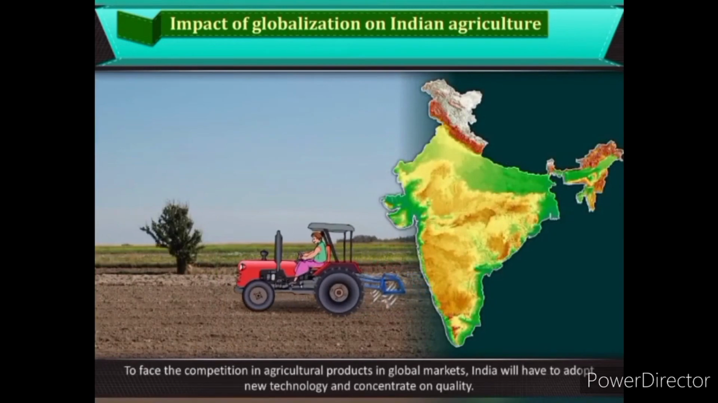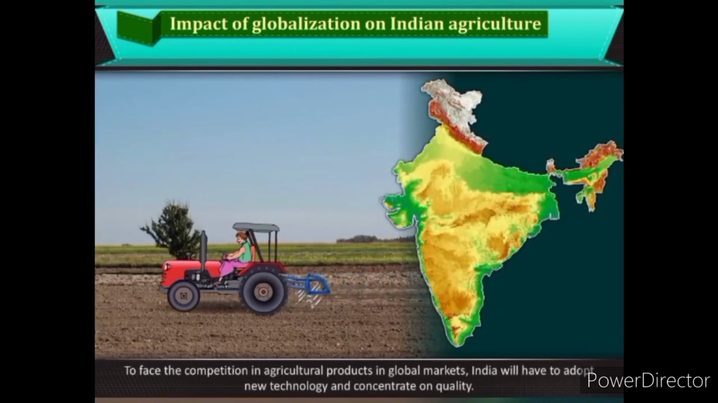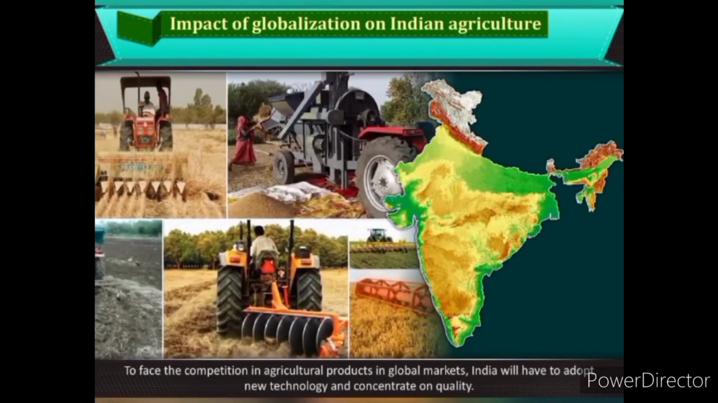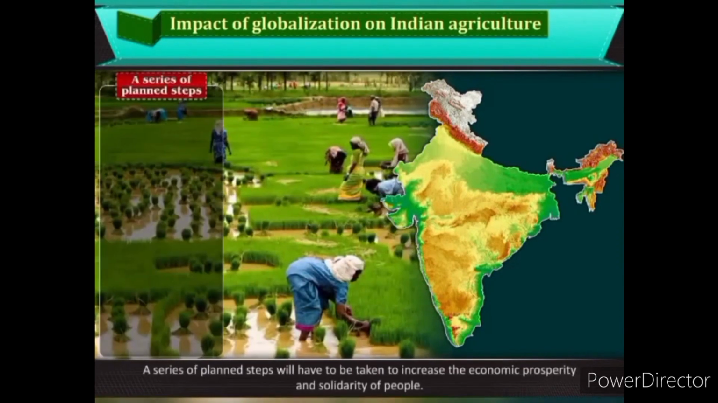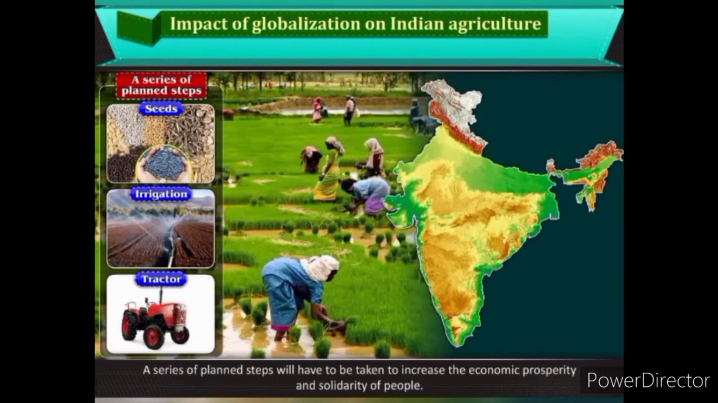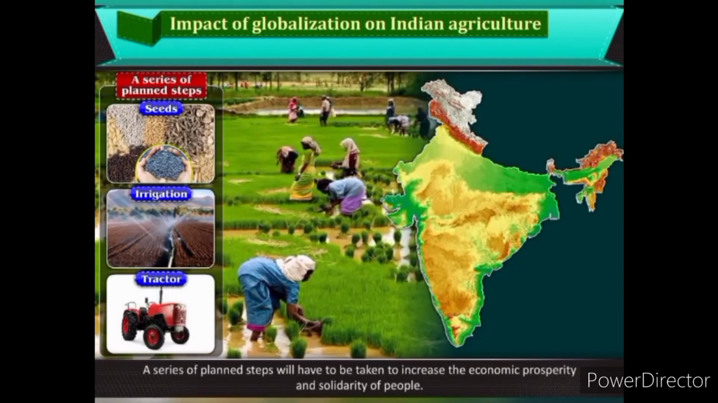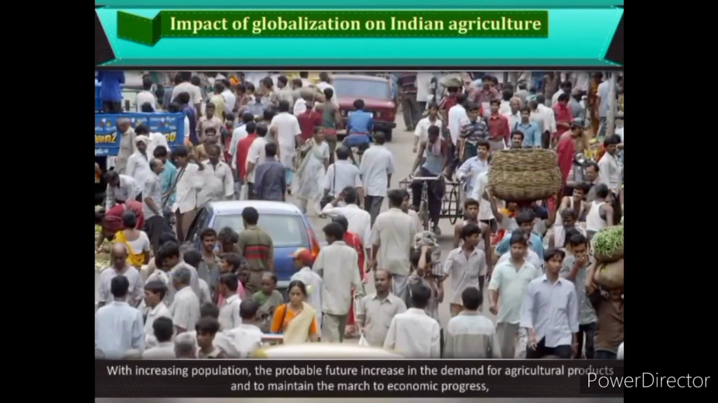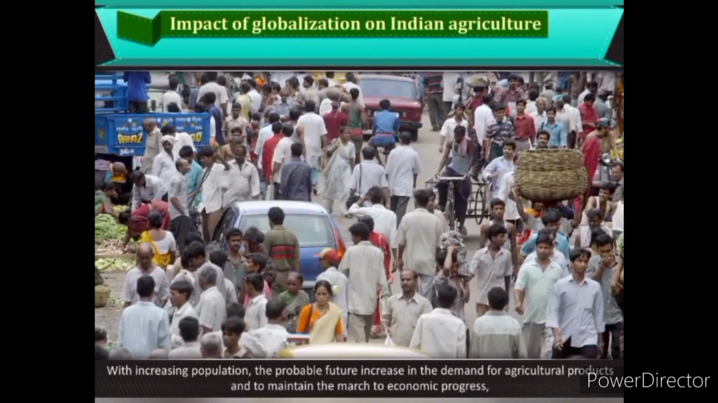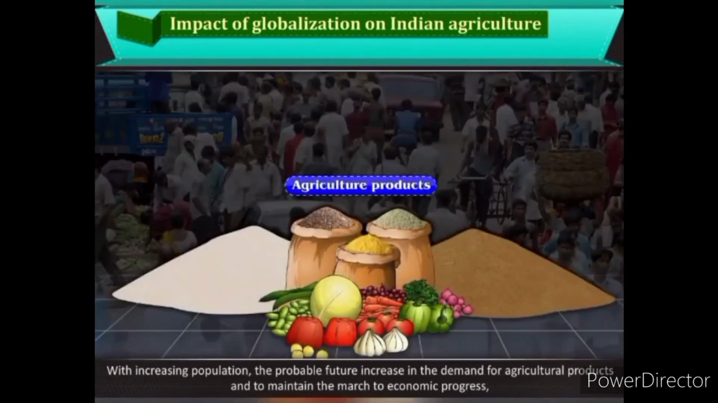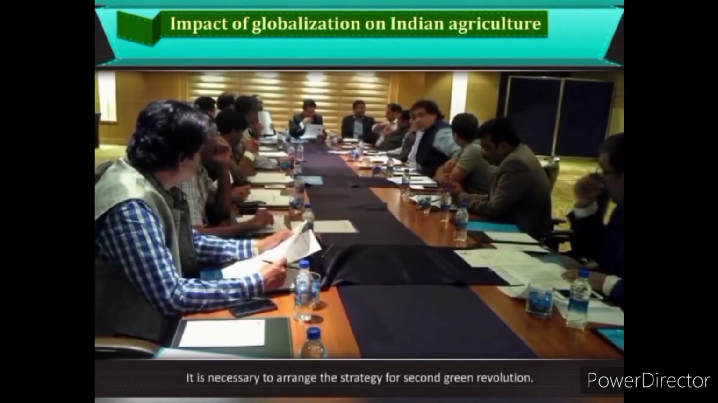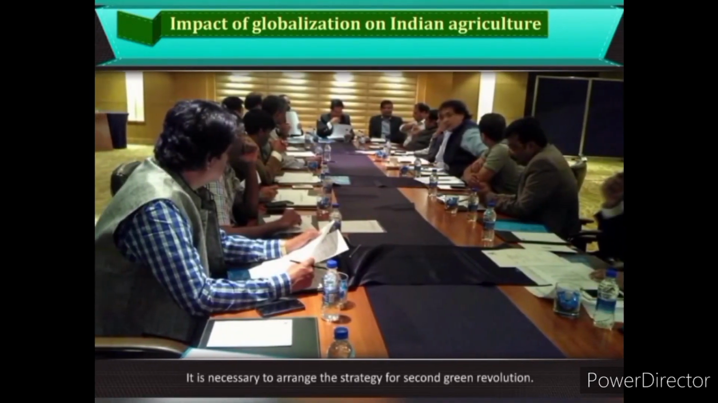To face the competition in agricultural products in global markets, India will have to adopt new technology and concentrate on quality. A series of planned steps will have to be taken to increase the economic prosperity and solidarity of people. With the increasing population, the probable future increase in the demand for agricultural products, and to maintain the march to economic progress, it is necessary to arrange the strategy for a second green revolution.